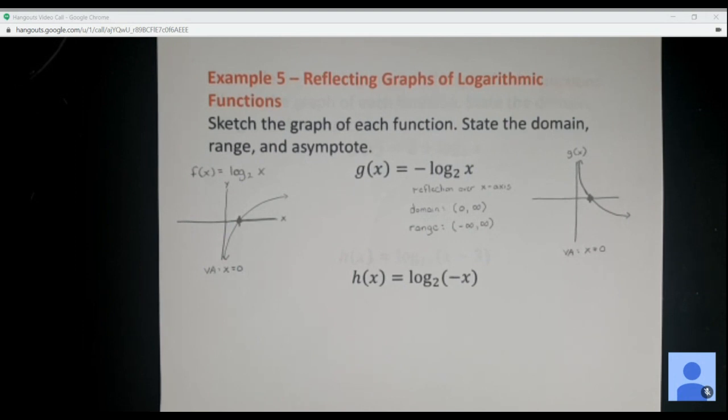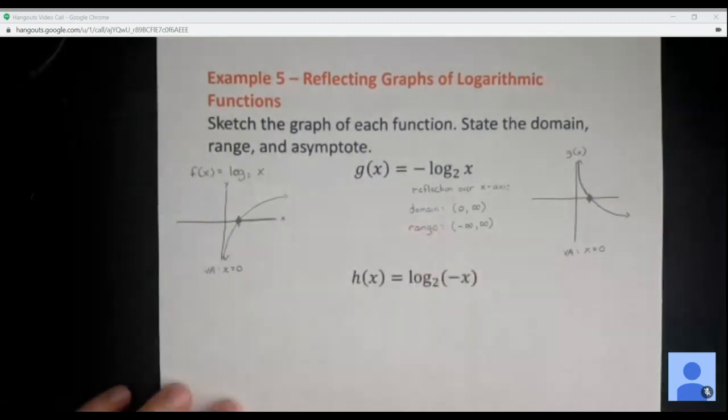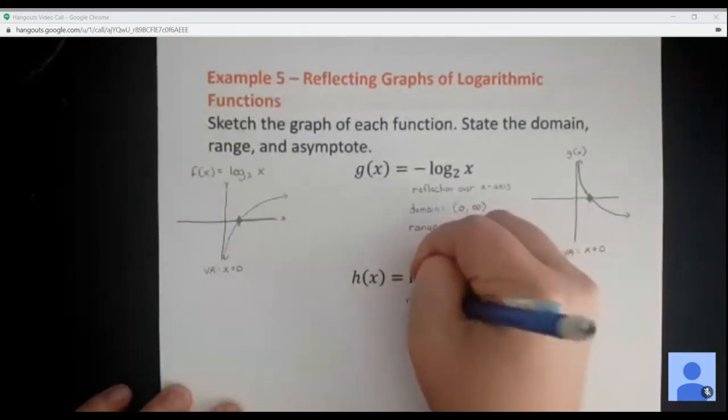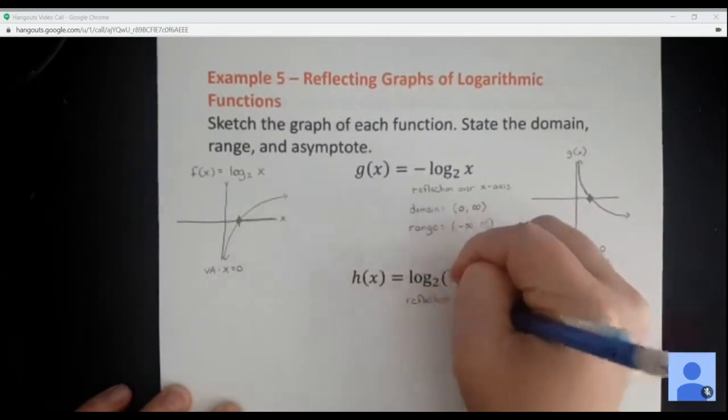All right, let's look at the second one here. So what are we going to have this time? What type of transformation? Okay, good. So this time it's going to be a reflection again, but because the negative is inside, it's going to be a reflection over the y-axis instead.